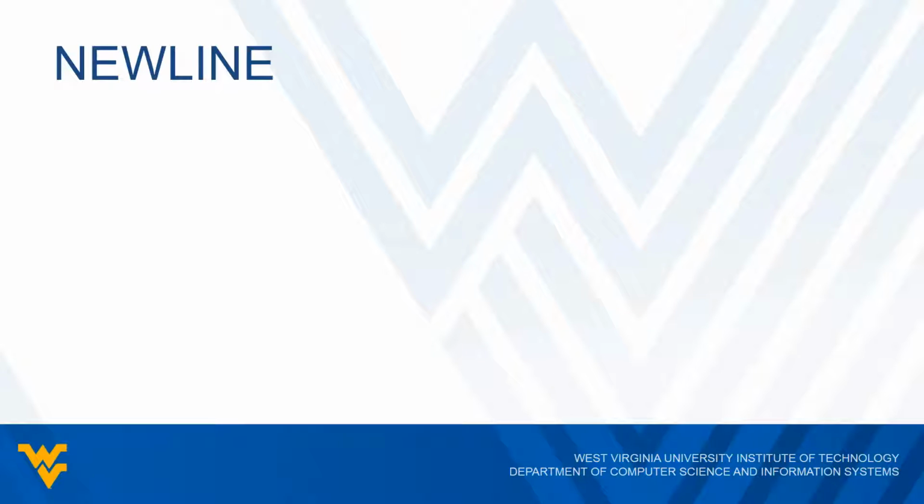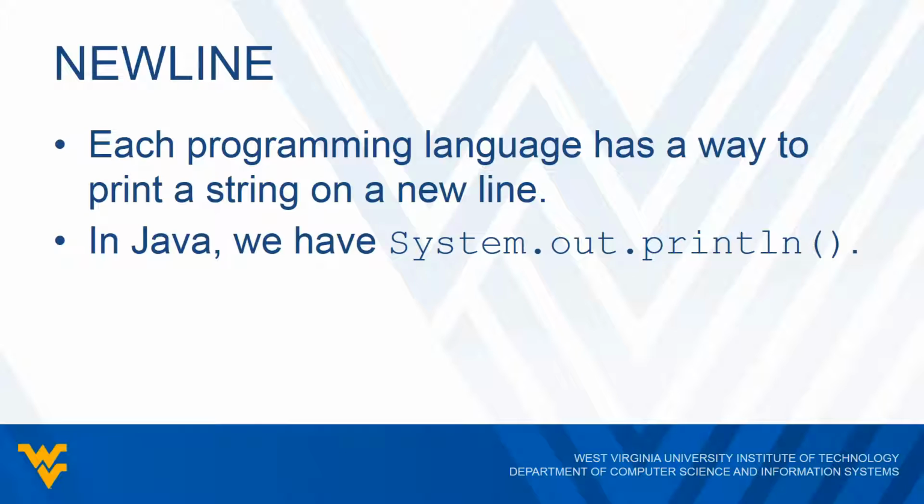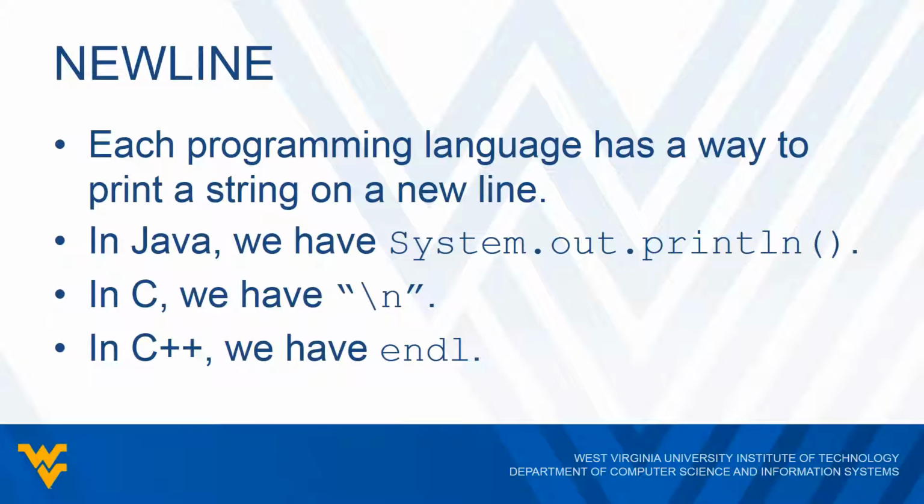Every single programming language out there has a way to print a string on a brand new line. That way, if we're trying to display some text and we want something displayed on a new line, we should be able to do that. So every language has some way of doing it. For example, in Java, we can use System.out.println, or it's ln in parentheses. In C, we can use the escape character \n to represent the new line character. In C++, we have the keyword endl, which represents the end line. And we have several things in other languages as well.